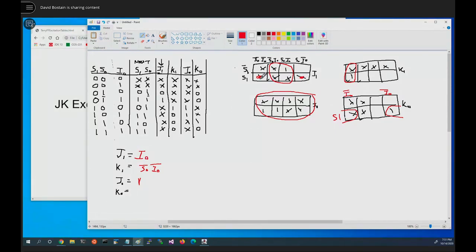There can't be any not S0 in it, or S0, because that changes between the two squares. And we know it has to be S1 because it's in that row. It can't be not S1 because it's simply just not in that row. So the answer to that would be, what did we say that was? Not S1, not I0. And that would take care of the four equations on an answer for this.